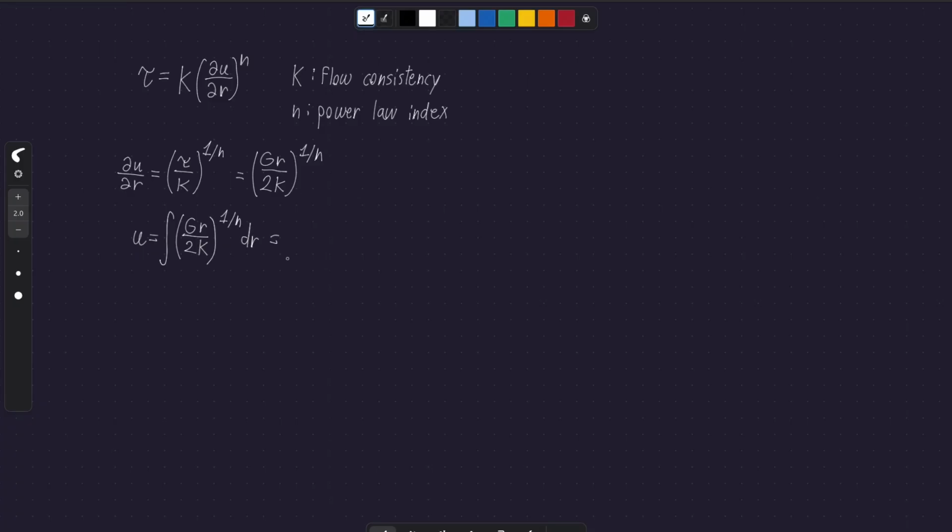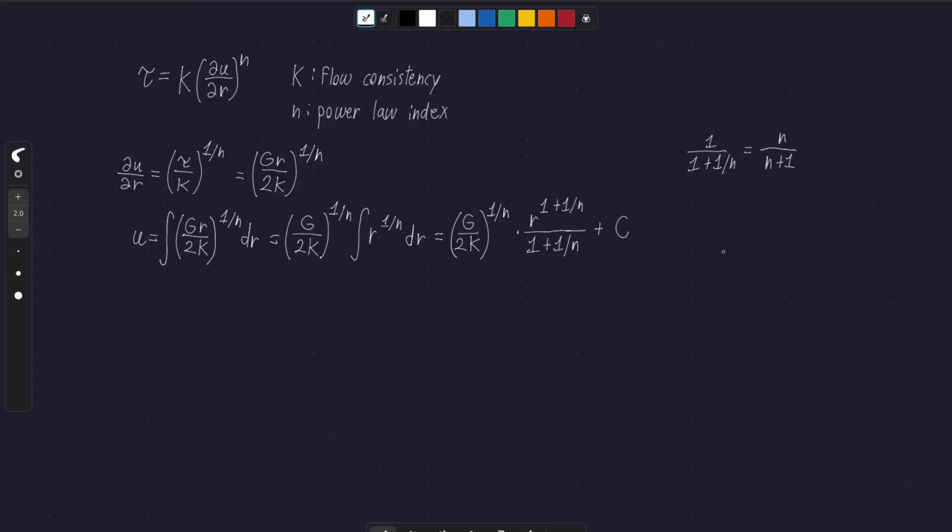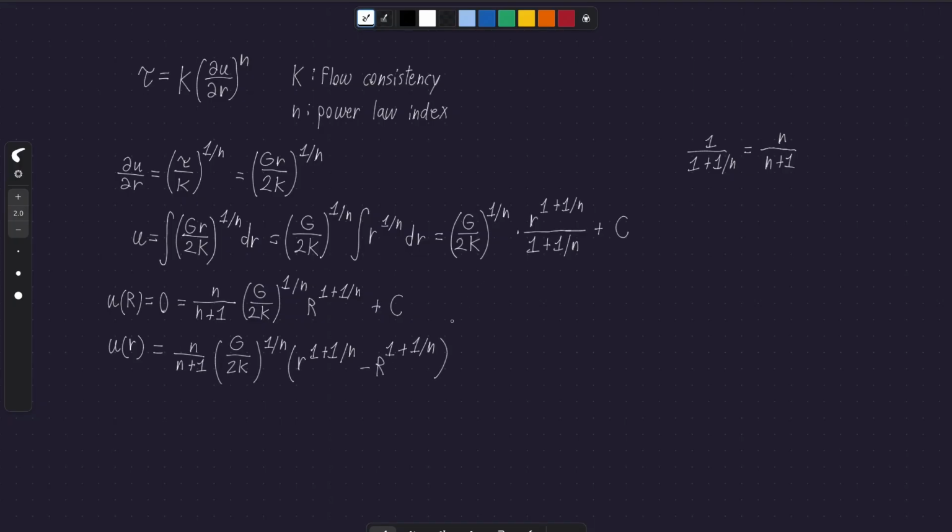I'm going to take out all the constants. And now it's simply a polynomial. Okay, this term here, we can rewrite it like this, which is going to come in handy later. And now we have to find C. Like this, okay. And now we know that C is minus all of this. And once again, we have our velocity profile.